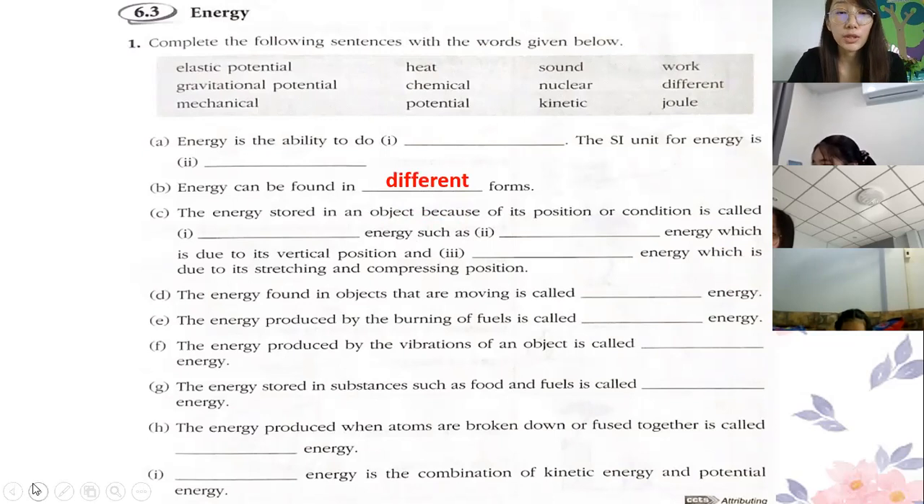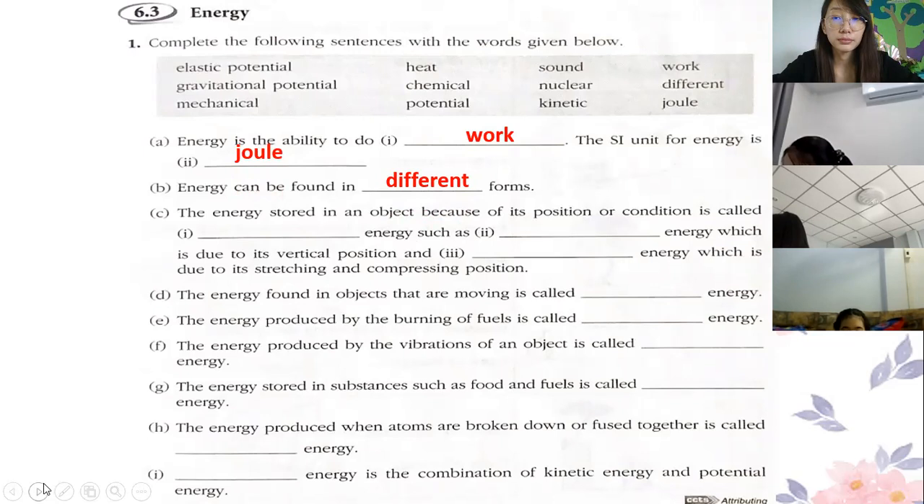In order to do work, okay? So the answer is work here. Write it, work here. In order to do work, any kind of work, we need energy, right? So the answer is work here.